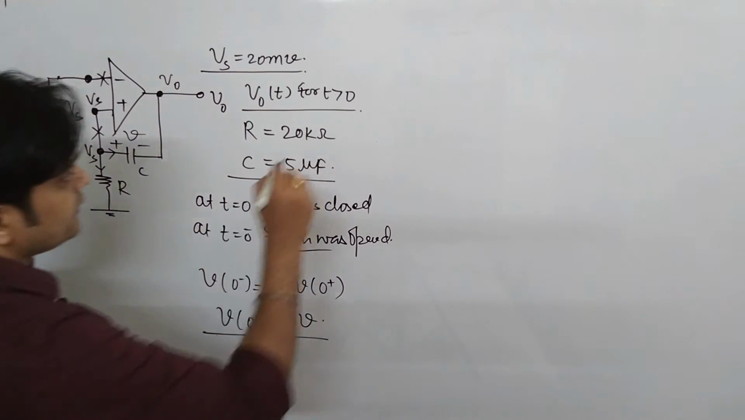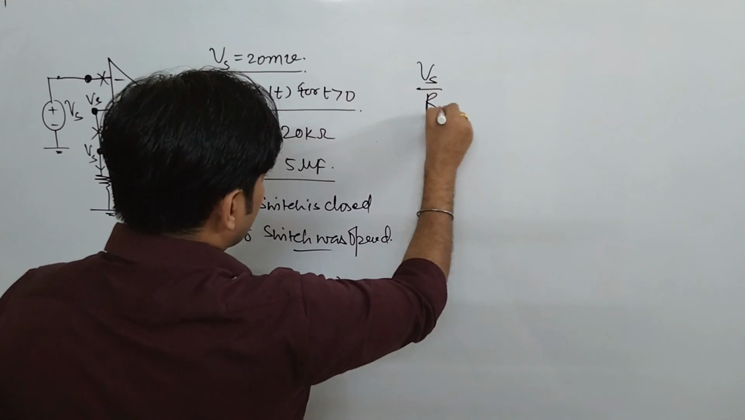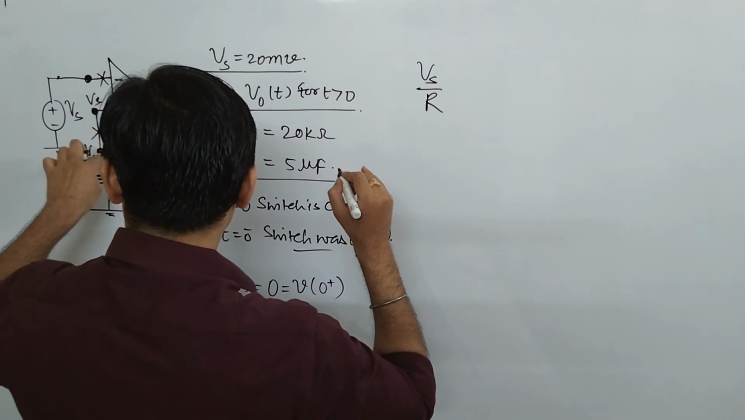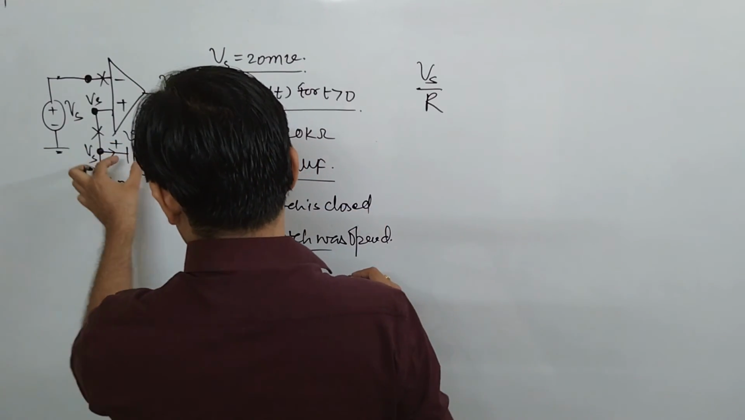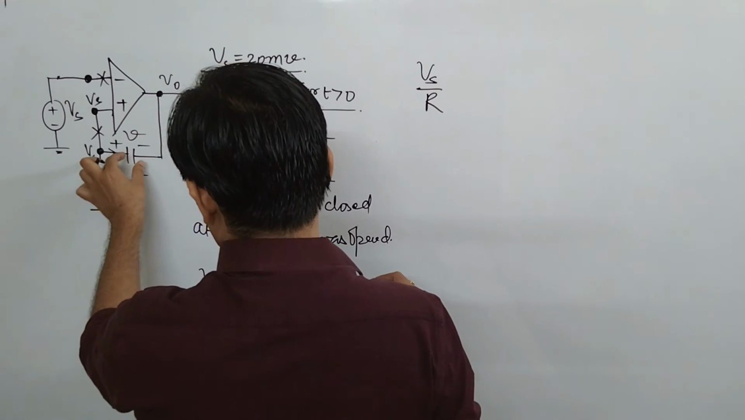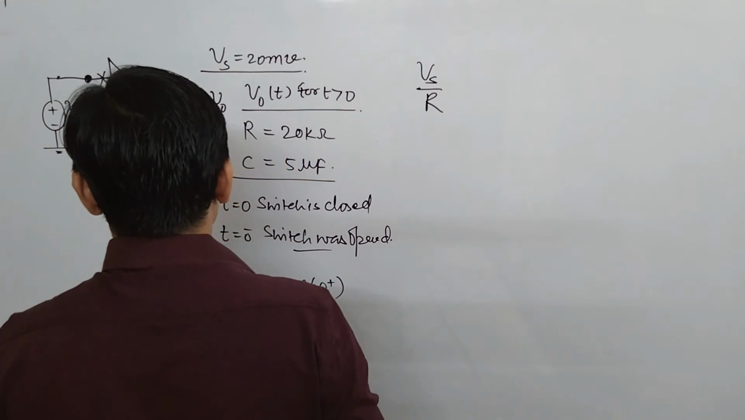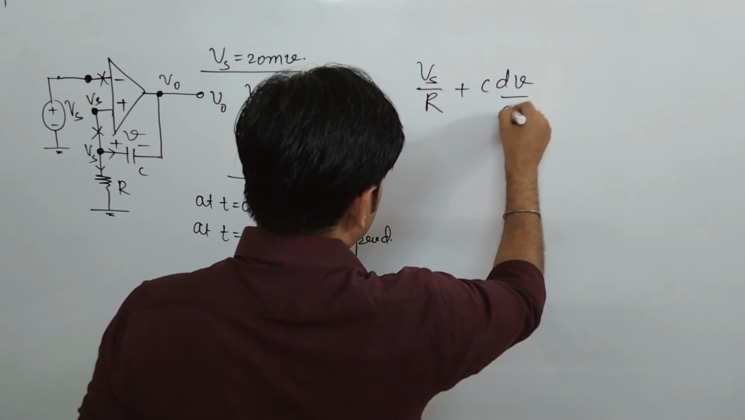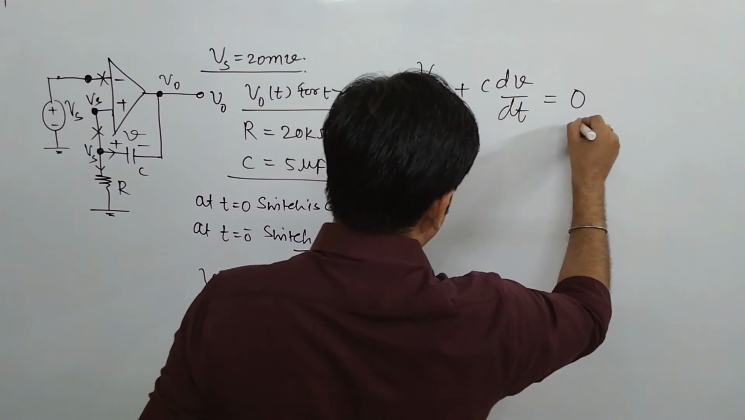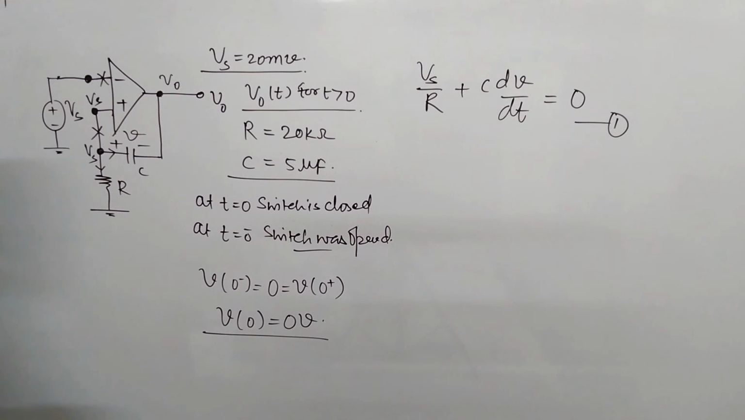So if I see here, you can say that Vs upon R is the current here, and if I talk about this current, what is this current? This is the current across the capacitor. So you can say it is plus C dV by dt, and that is equal to 0 if I write this equation. Yes, Vs upon R is the current which is flowing here, and the current which is flowing here is C dV by dt.